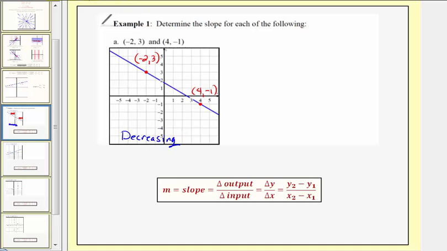So now we'll find the slope using our slope formula here. To keep things organized, let's label the ordered pairs. Let's call this (x sub 1, y sub 1), and (x sub 2, y sub 2).